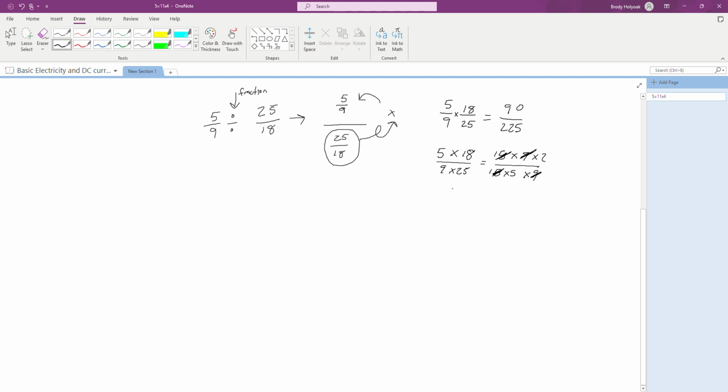I end up with my numerator being 1 times 2, divided by 1 times 5. So this fraction simplifies itself down through the steps of multiplication and division all at once. I end up with 2 over 5 as my final answer. In every sense, these two are equivalent fractions. They are just not in their reduced or lowest form.